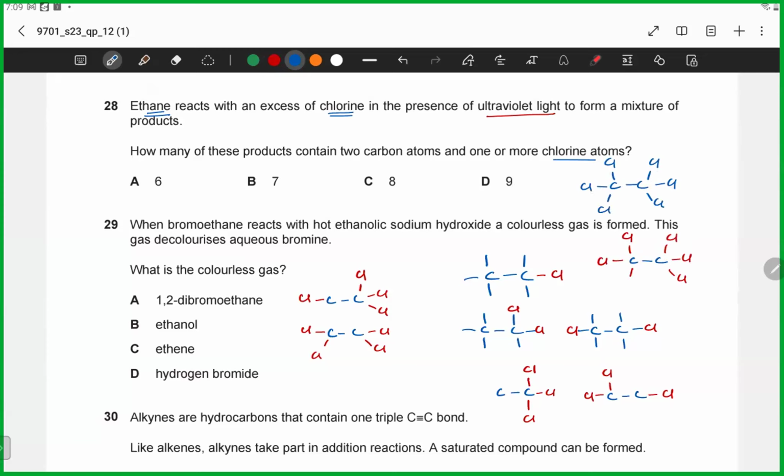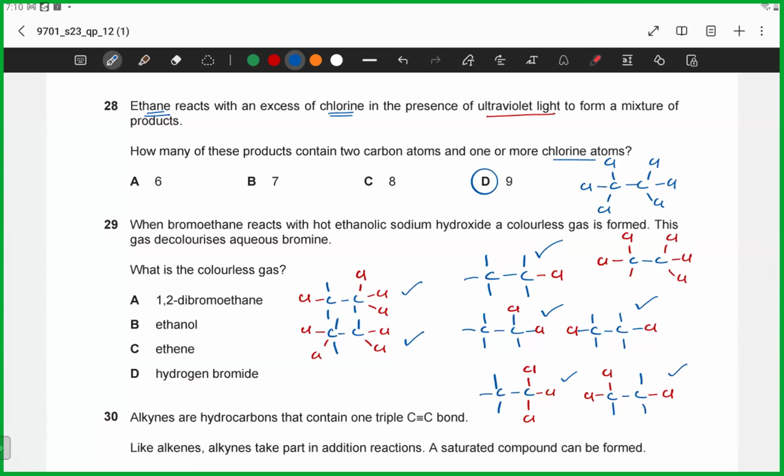So how many of these products contain 2 carbon atoms and 1 or more chlorine atoms, ठीक है। तो ये एक Cl वाला, this is for 2 Cls. There are 2 scenarios. For 3 Cls, it's either 3 on one and 1 on the other, or 2 and 1. 4 Cls के 2 options हैं, right? और कितने हो गए टोटल? That's 1 2 3 4 5 6 7 8 9. ठीक है, is this clear? Yes, sir.